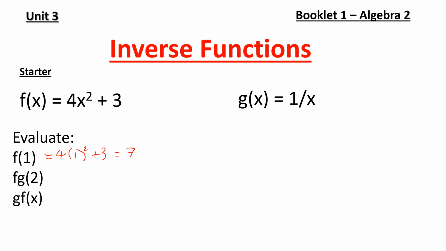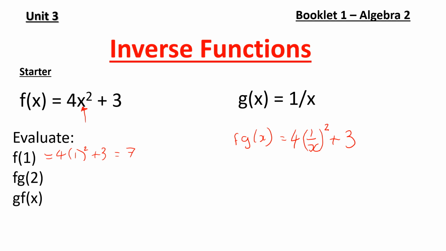Well, first of all, it might help for us to write down what fg of x would be. So as a side note, fg of x, remember from composite functions, you do the functions in the reverse order to how they're written. So this one means that g happens first. So if I just write down what g is, so that's what function g was. Now I've got to do f to that. So I've got to substitute that into function f. So function f says square it, put 4 in front, and then add 3.